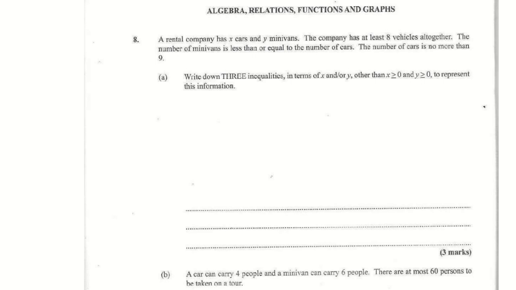A rental company has x cars and y minivans. The company has at least 8 vehicles altogether. So for the least amount, when you add x and y, that's what they're telling you. When you add x and y, the least amount is 8. So x plus y is more than or equal to 8.